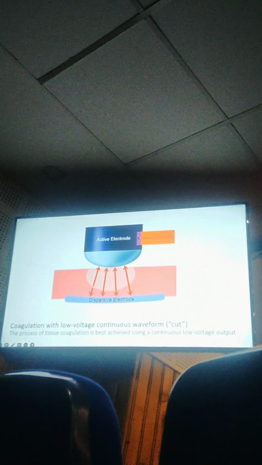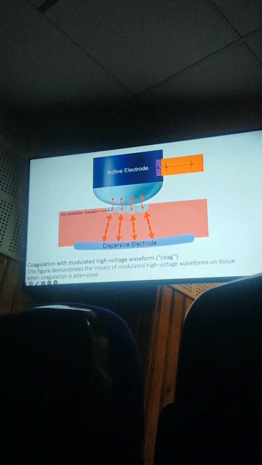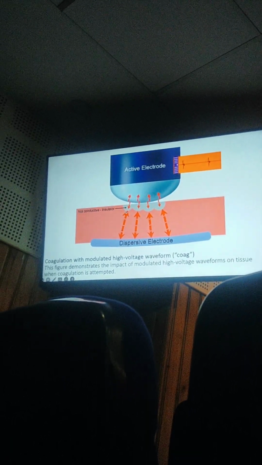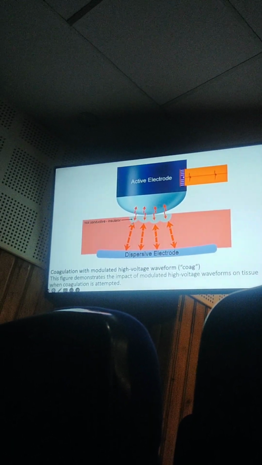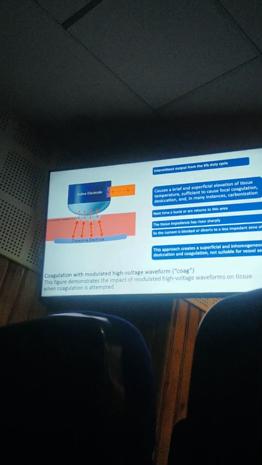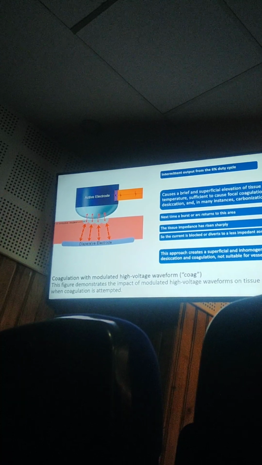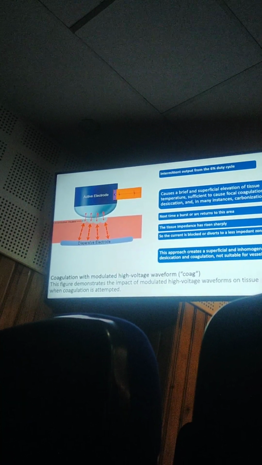There is this smooth kind of tissue effect achieved. Whereas in coagulation mode, when the same electrode is activated, we see the difference in the current. There is an inhomogeneous effect in the tissue. The smoothness is not there. This is because once we activate the device, current flows, and that causes a brief and superficial elevation of temperature sufficient to cause focal coagulation desiccation at the surface.